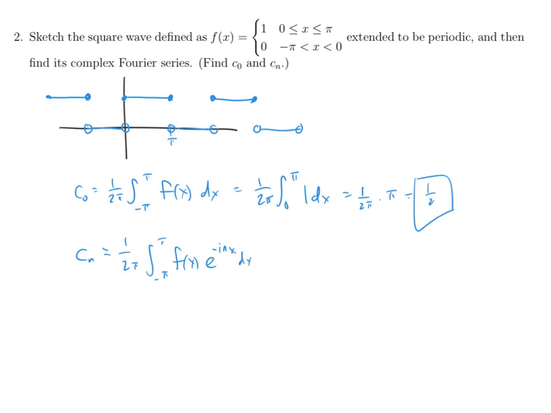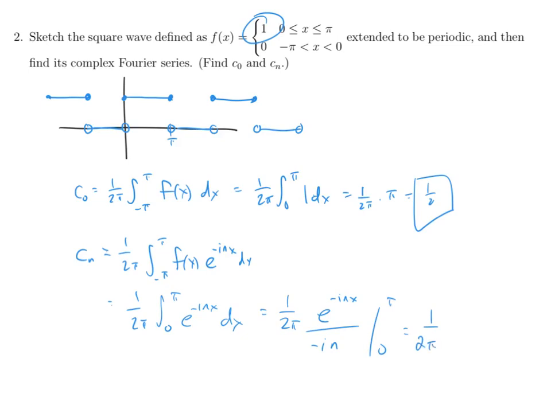So that is really just 1 over 2 pi times the integral from 0 to pi, where the function f is 1 on that interval, of e to the negative i n x dx. So that's 1 over 2 pi times e to the negative i n x over negative i n, from 0 to pi. So you plug this in, that's, let's see, 1 over 2 pi n and negative i.